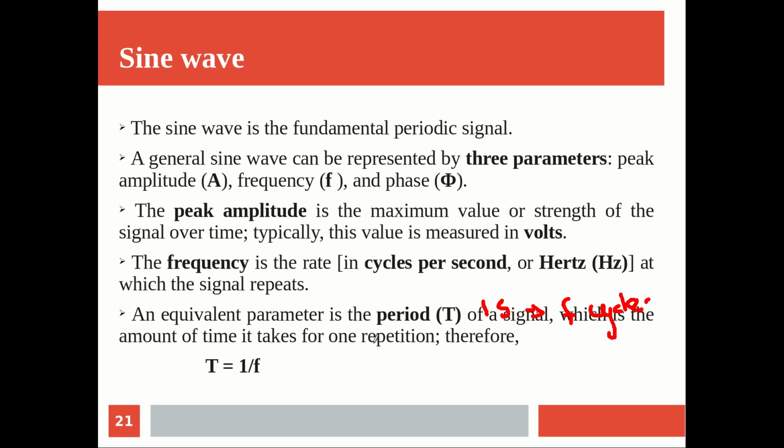I am saying that, say, f hertz. F hertz is the frequency, that means how many cycles are repeating per second. In 1 second f cycles are repeating. Then for a particular cycle, how much time will it take? That is 1 by f seconds.